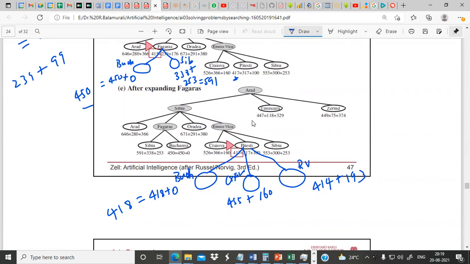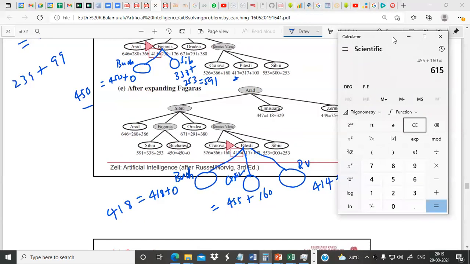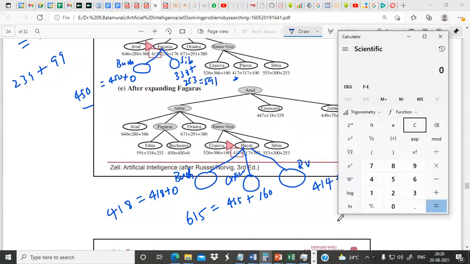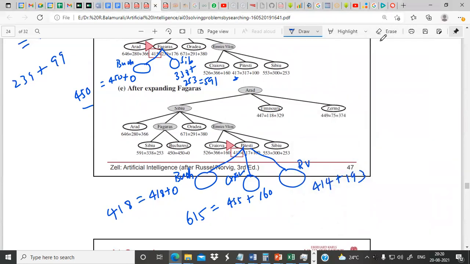For Bucharest, what we got is 418, and here 455 plus 160. What is that? 455 plus 160, which is 615. Okay, so this is 615, right? And this is 414 plus 193. Yeah, plus 193, which is 607. Okay, so this is 607.